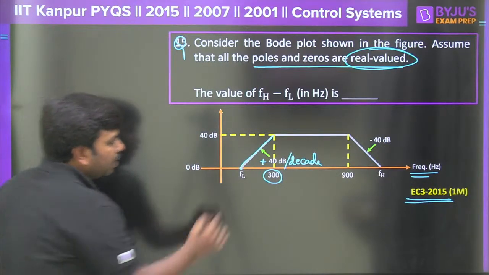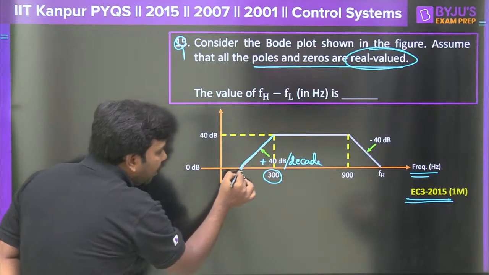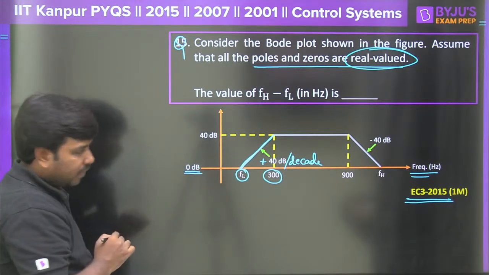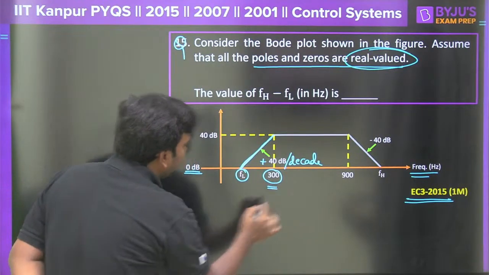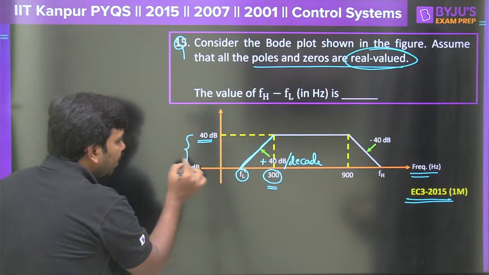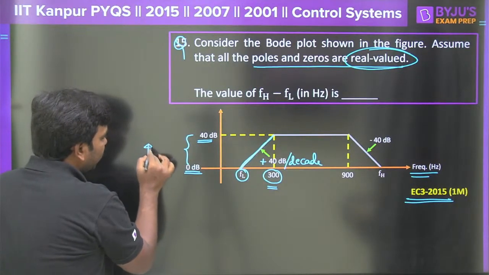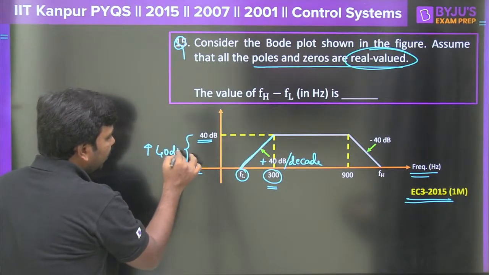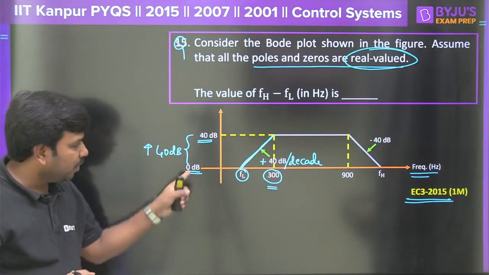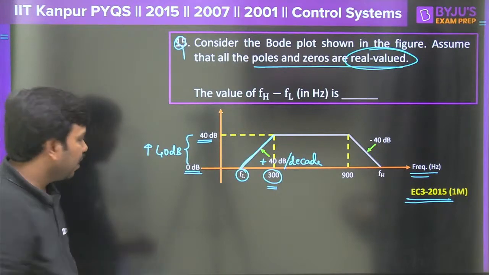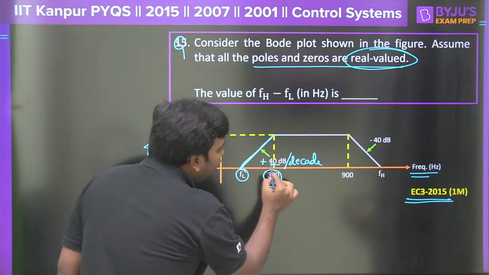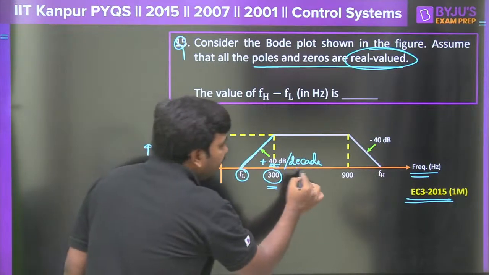What does it mean? So when the frequency is FL, the gain is 0 dB, and when the frequency is 300, gain is 40 dB. Correct? So that means from here to here, what was the gain increment here? It is 40 dB, because 0 dB became like 40 dB. 40 dB is the increment here. But what it is saying, 40 dB will increase for 1 decade change.